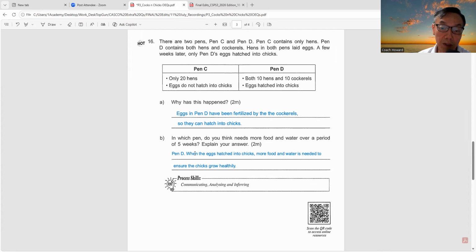In pen D, when the eggs hatch into chicks, more food and water is needed to ensure the chicks grow healthily. So this is the answer for this question, which is actually targeted towards students who are in the GEP, gifted education, or maybe they are enrolled in the Science Olympiad, or in some schools they have their internal GEP program.